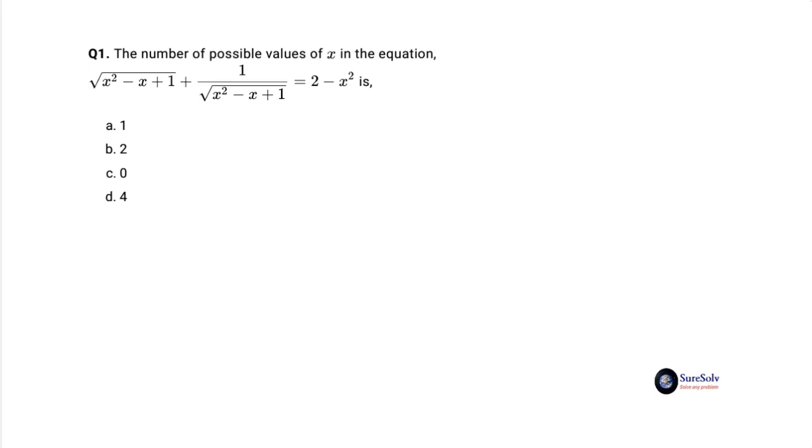Question 1: the number of possible values of x in the equation root over x square minus x plus 1 plus 1 by root over x square minus x plus 1 equal to 2 minus x square is option A 1, option B 2, option C 0 and option D 4.